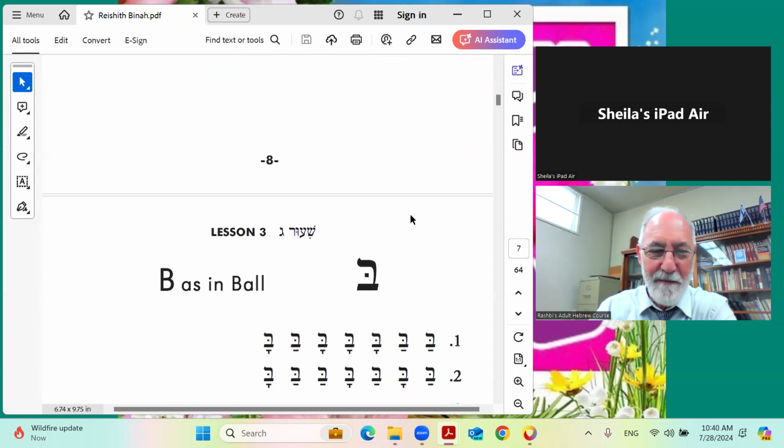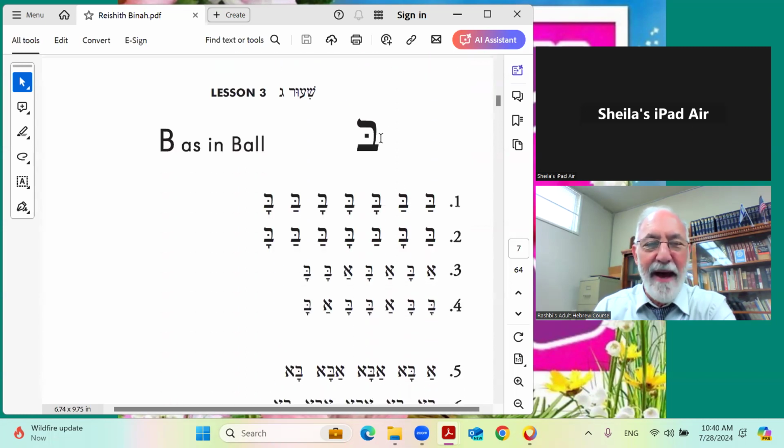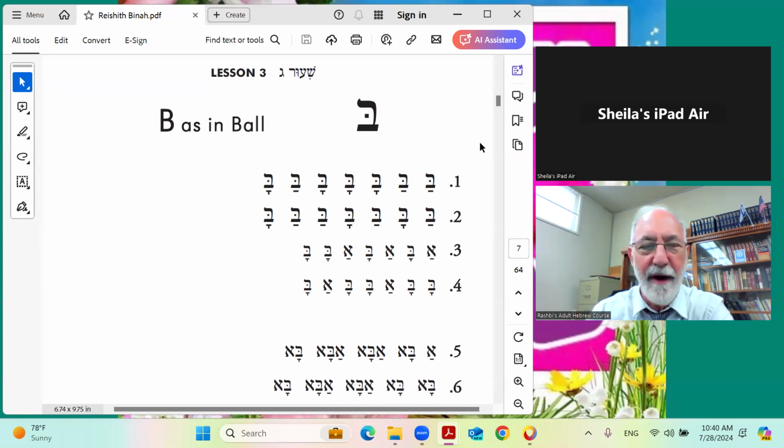Okay, let's continue. This is a bait. It's the name of the letter, bait. It's a bu. Now you notice that this letter has a little dot in the middle. That dot is called a dagesh. And we'll get to the variations of that in a little bit. But for now, it's a bu. Okay, so this is our second letter. So let's look at line 1.